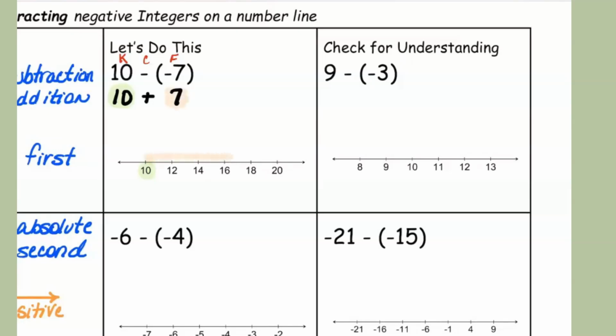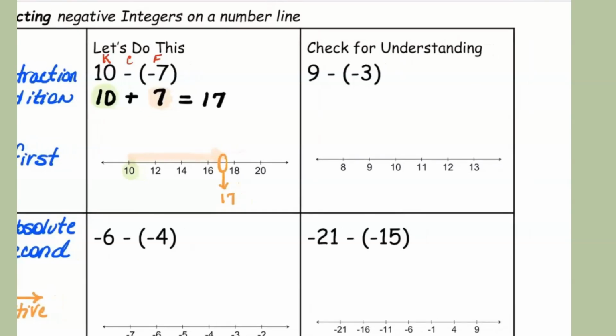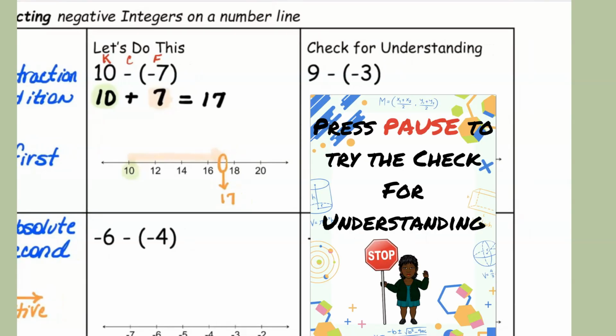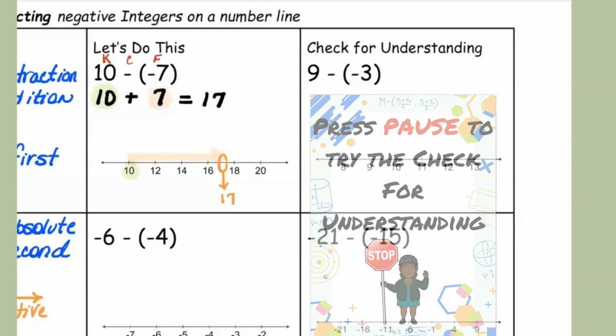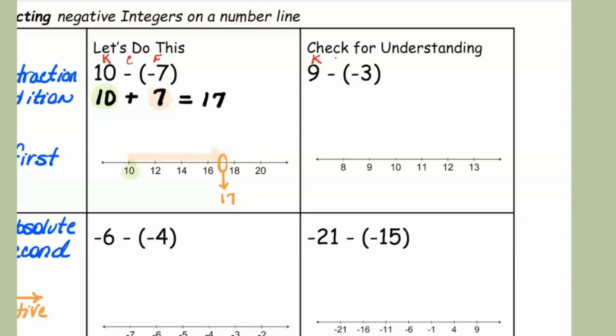So once we've done our keep, change, flip, our second step is to plot that first value. And you see I've highlighted it here in green. The third step is to move the absolute value of that positive 7. Because it's positive, we're moving to the right, and that will give us 10 plus 7, which is a value of 17. Now I want you to hit pause here and try and see if you can do the check for understanding by yourself. I know you got this.